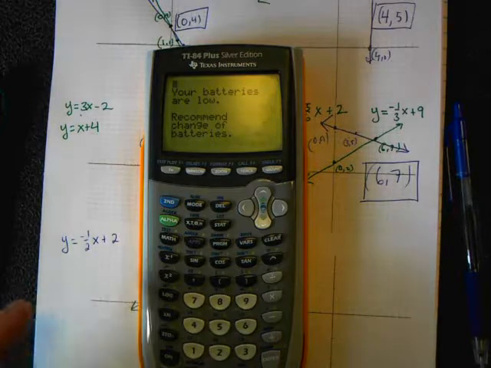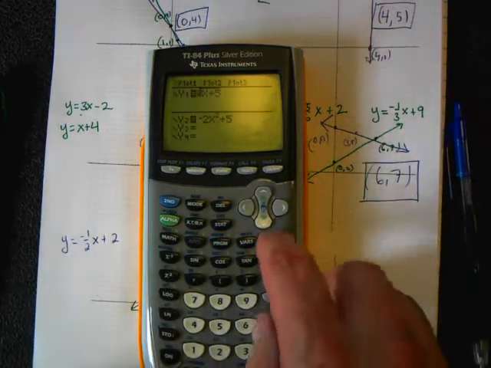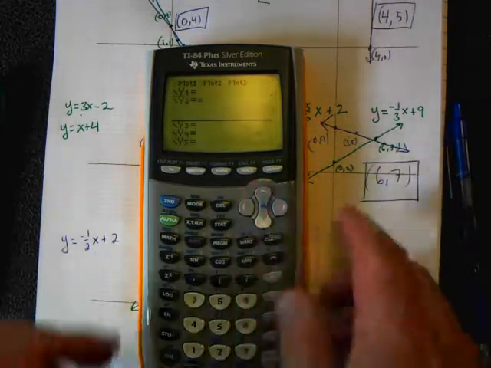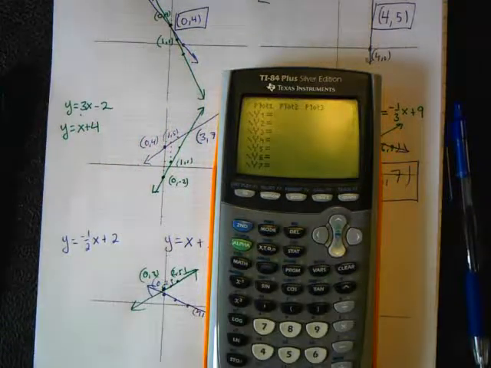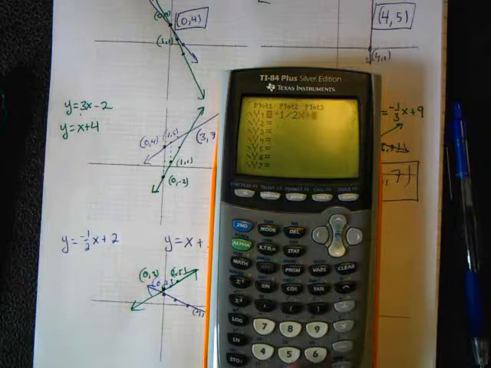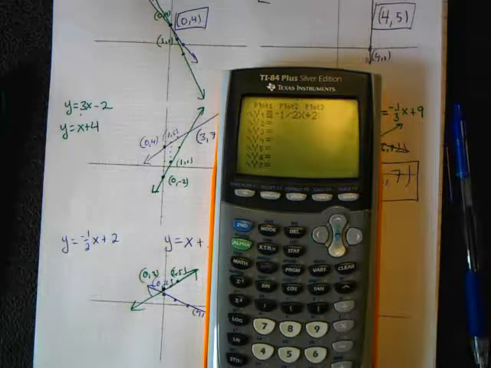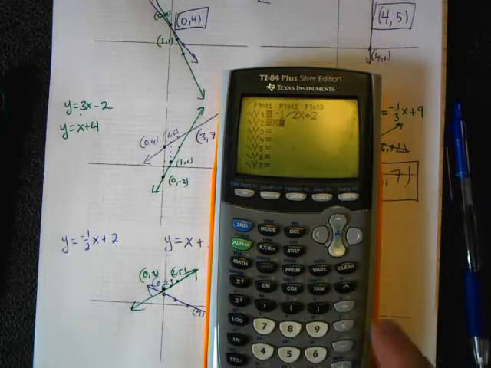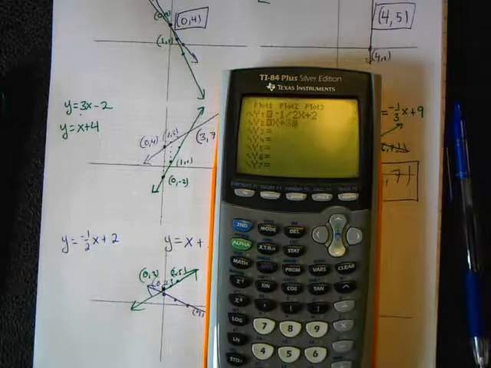Oh, my battery's over. All right, so we're going to go to y equals. And we're going to graph negative 1/2 x plus 2. And then we're going to graph x plus 3. So we're going to type those in. Type 1 is y1 and y2.